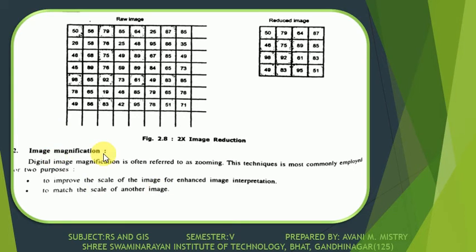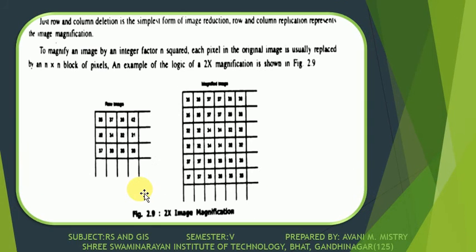Then image magnification. इमेज मैग्निफिकेशन, दैट मीन्स जो डिजिटल इमेज है, उसको मैग्नीफाई करना. Okay, digital image magnification is often referred to as zooming. This technique is most commonly employed for two purposes: to improve the scale of the image for enhanced image interpretation and to match the scale of another image. Okay, just now the column deletion is the simplest form of image reduction. Row and column replacement represents the image magnification.